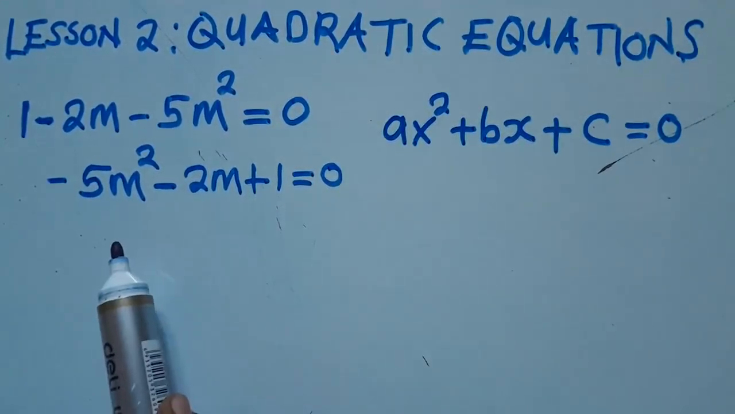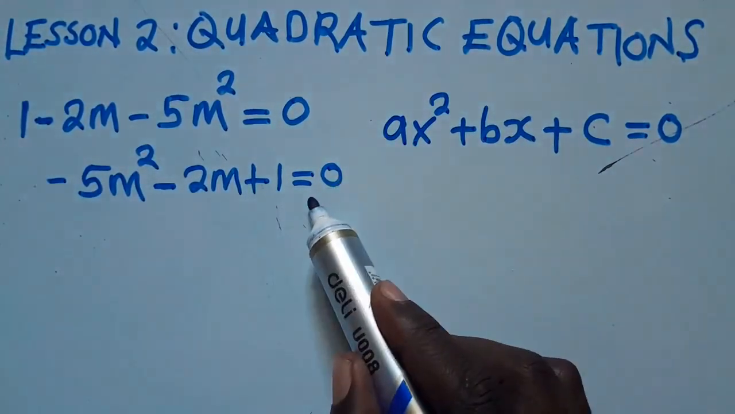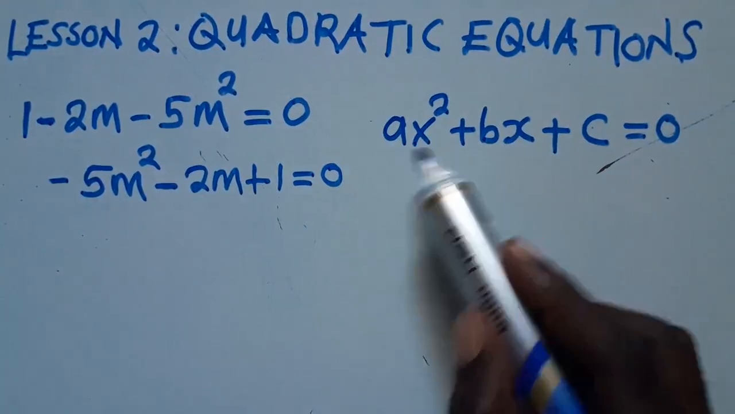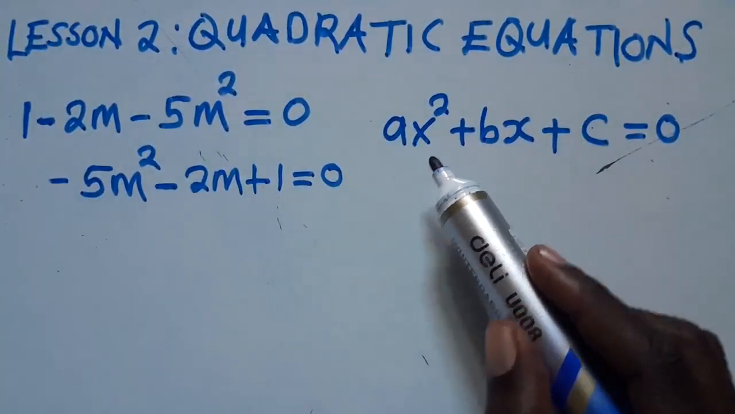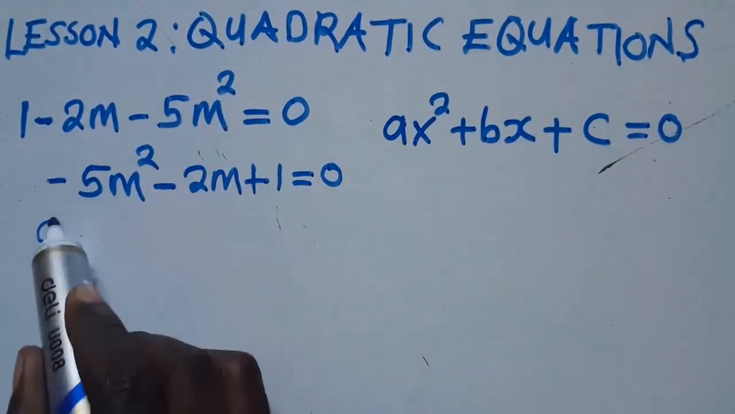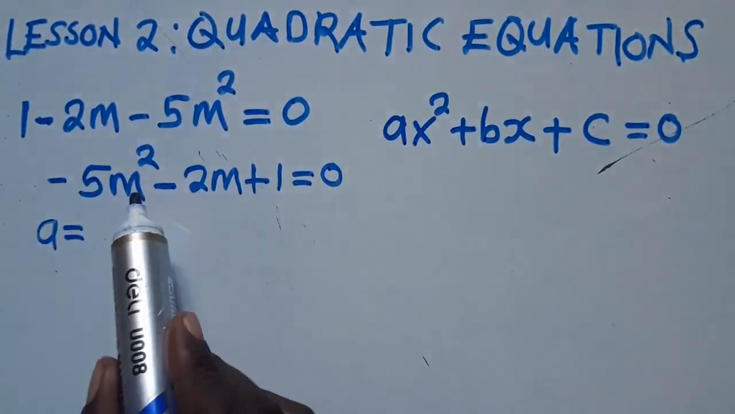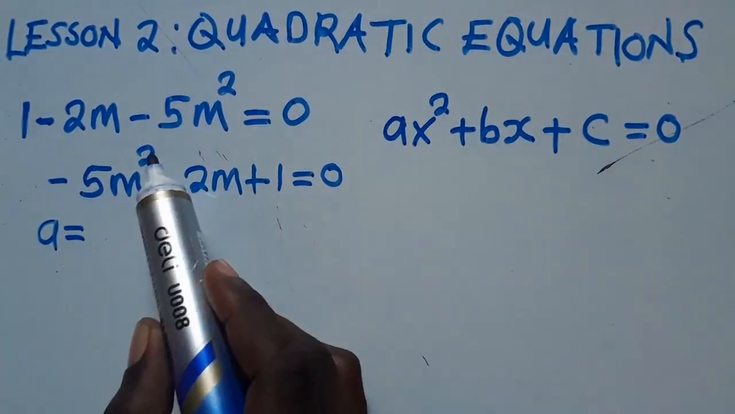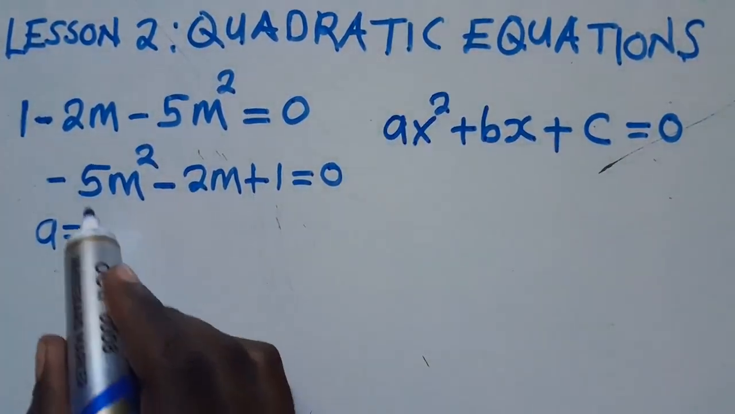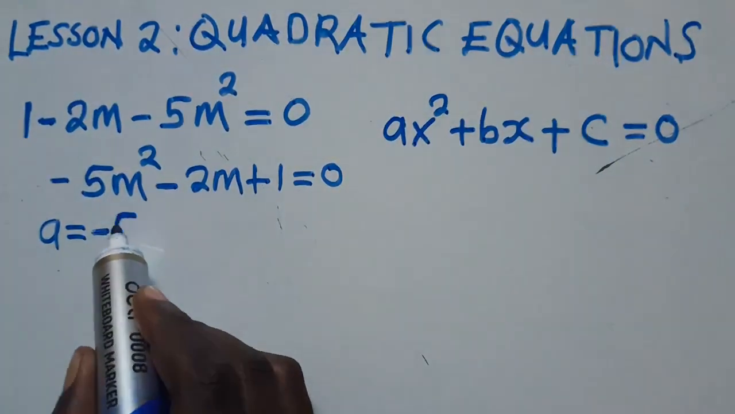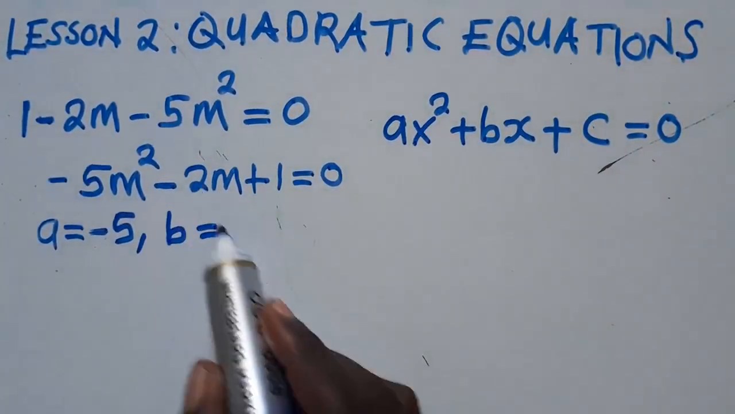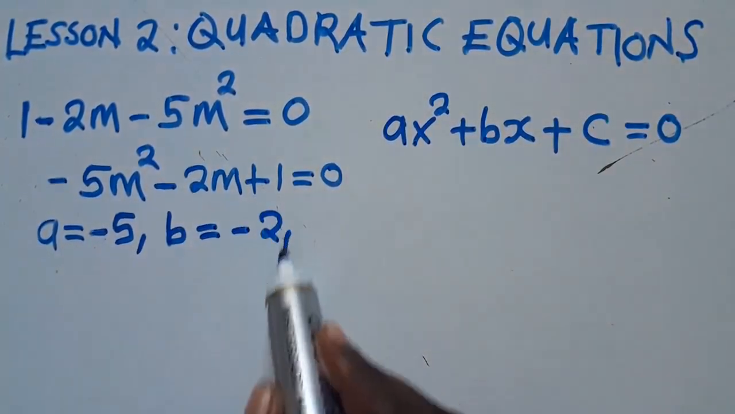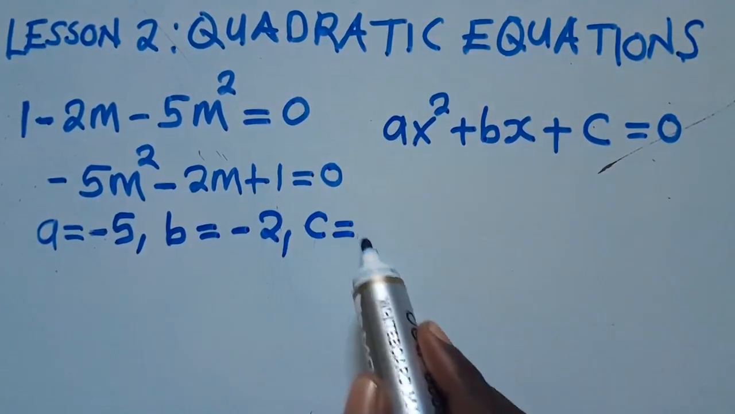After you do this, you check now. This is now written in this format. So since it is written in this format, we find a. What is your a? This one that is having a squared, that is your a: negative 5. Signs are very important in mathematics. b, this one, negative 2. c, which one is c? 1.